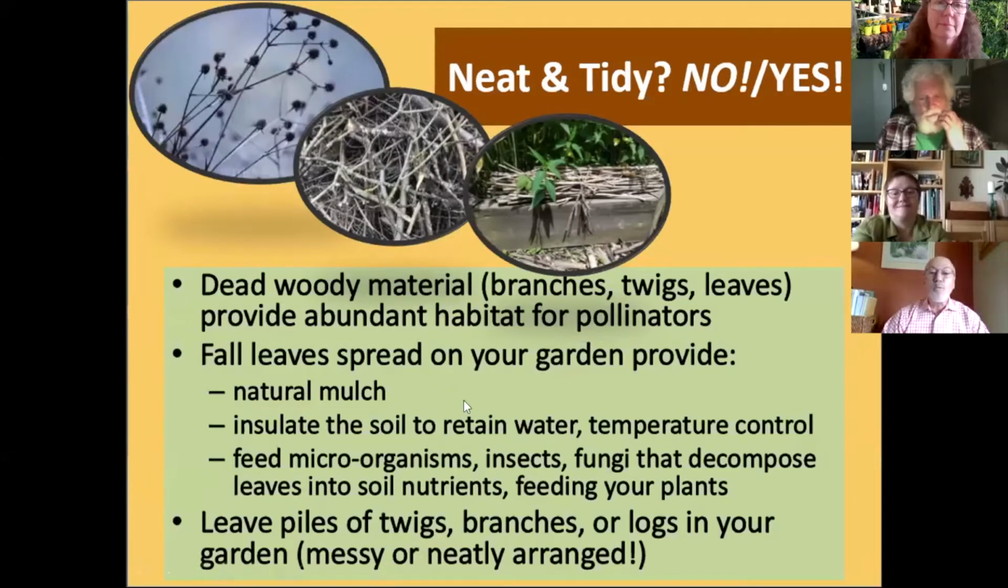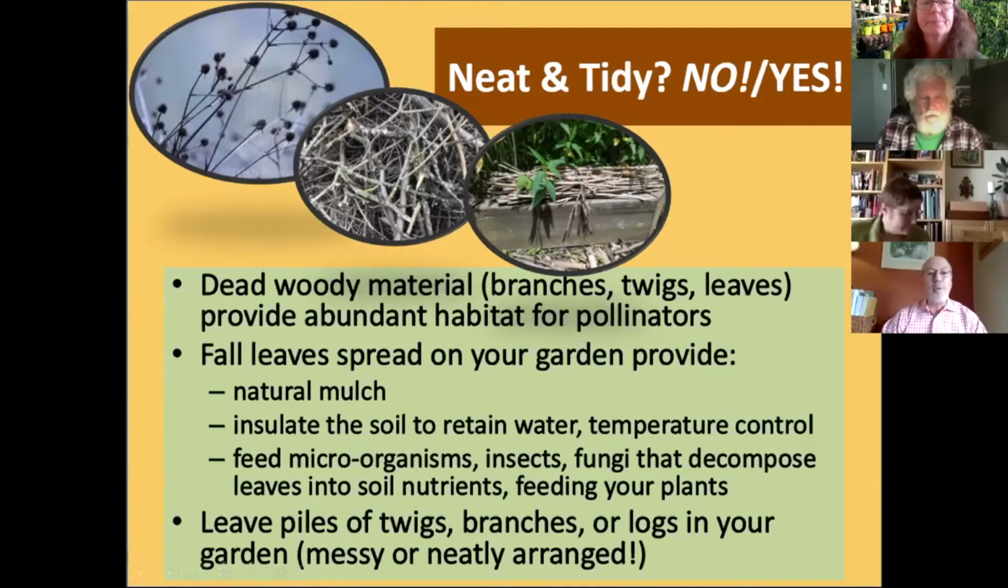So dead woody material, the sources of carbon in compost, those are the branches, the twigs, the leaves. They also provide abundant habitat for pollinators, and we'll be talking about the pollinators in the next few slides. And how you arrange those dead branches, twigs, or leaves in your garden is up to you. It can be neat and tidy, or it can be, you know, you make a pile, as Jerome was showing, in one corner of the garden. It's entirely up to you in terms of aesthetics.